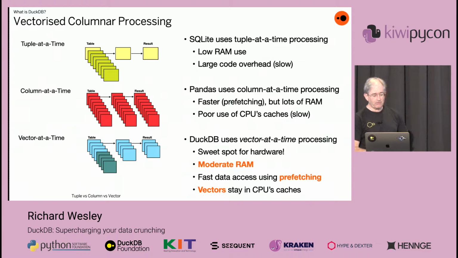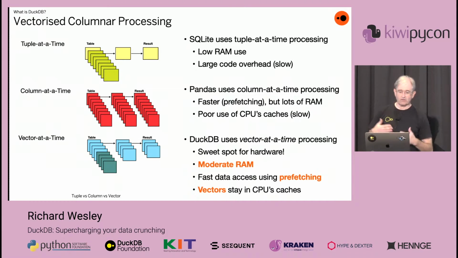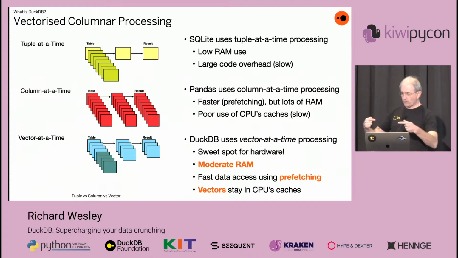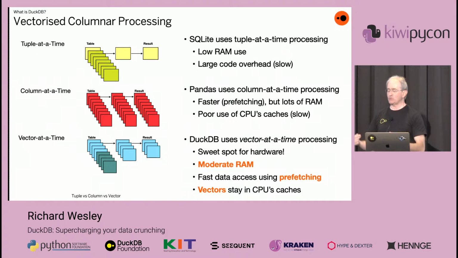So I keep throwing this term vectorized columnar around. So let's talk about what this actually means. SQLite uses a very traditional system going back to the 1970s called tuple-at-a-time processing. So you just do one row at a time. It's all very interpreted. You don't use a lot of RAM for this, but it's very slow because everything you do requires a lot of code to get it to run. And it's also not very well tuned for modern hardware.